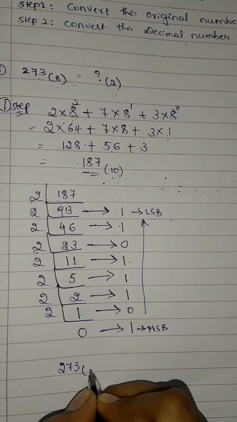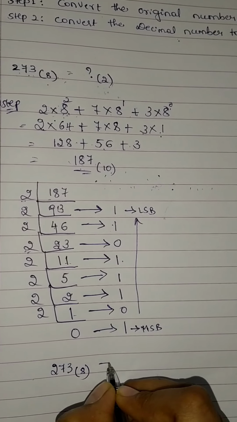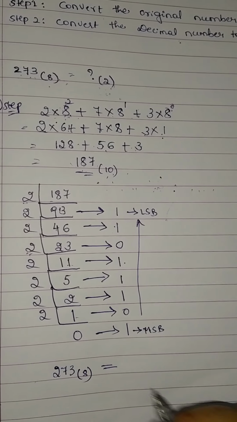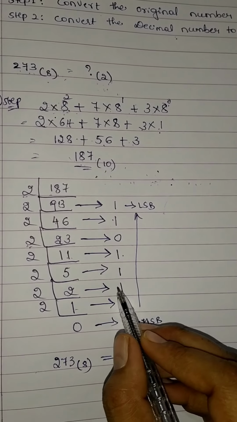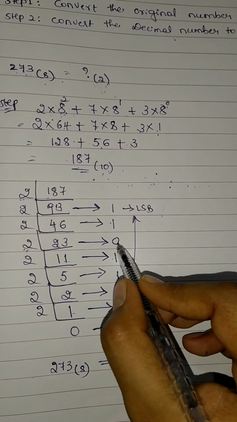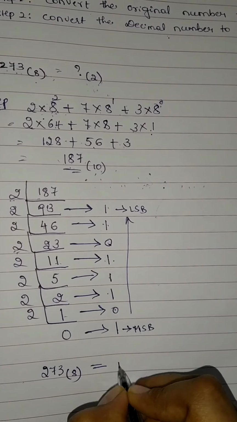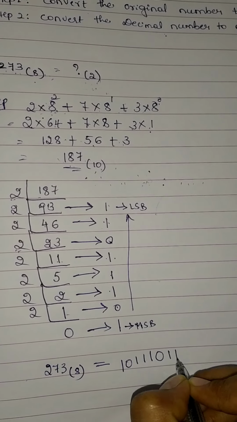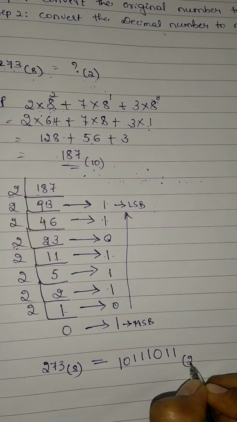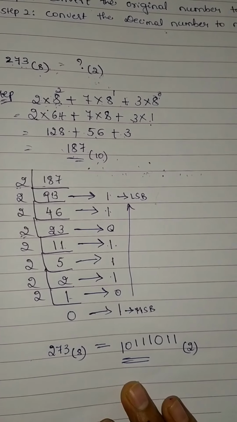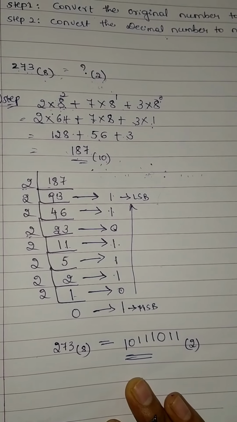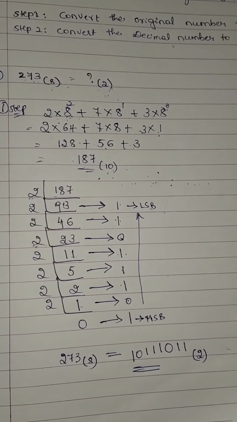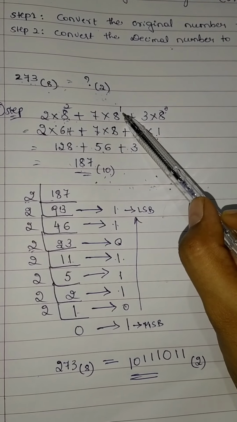273 base 8, that is octal number system, is equivalent to a binary value of what? 10110111. Okay, or 10111011. What is the base or radix? 2. Okay, so this is how you can convert any given number system to another number system.